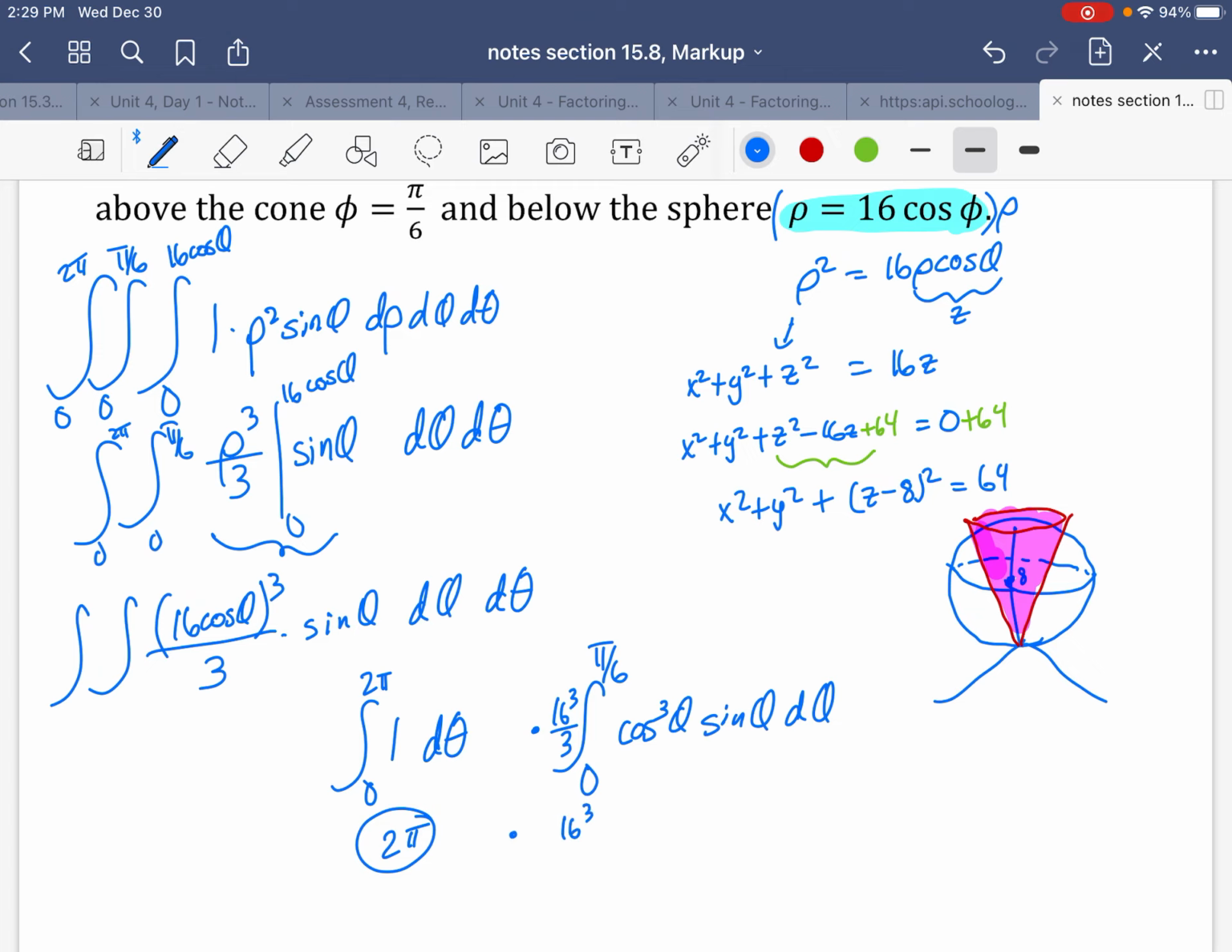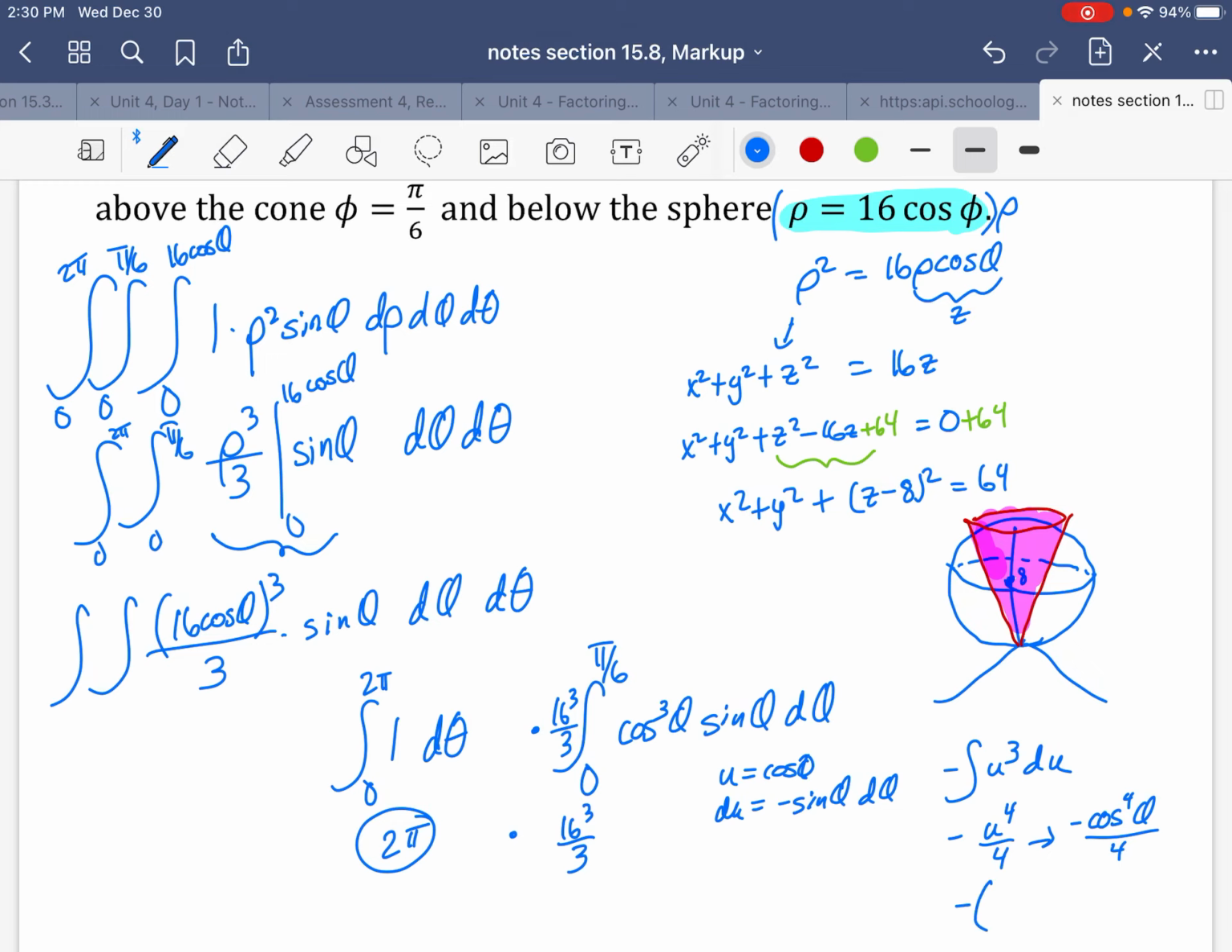Over here, I've got my 16 to the third over 3, just waiting here. For this piece, I will make u equal to cosine phi, and that way my du will be negative sine phi d phi. So when I integrate that, I'm basically integrating u to the third du, but remember I have to put a negative in there. So I get negative u to the fourth over 4, and my u is really cosine phi, so I get negative cosine to the fourth of phi over 4, from pi over 6 to 0.